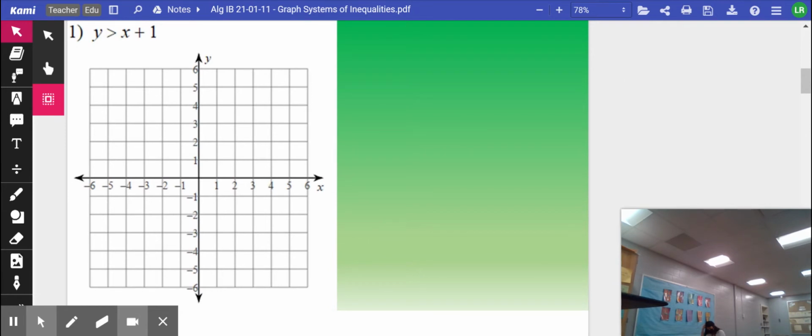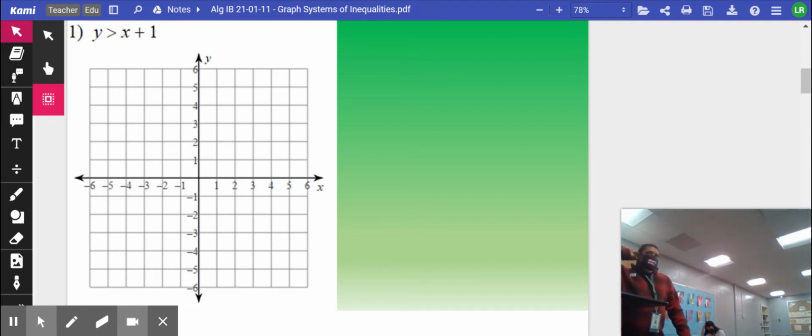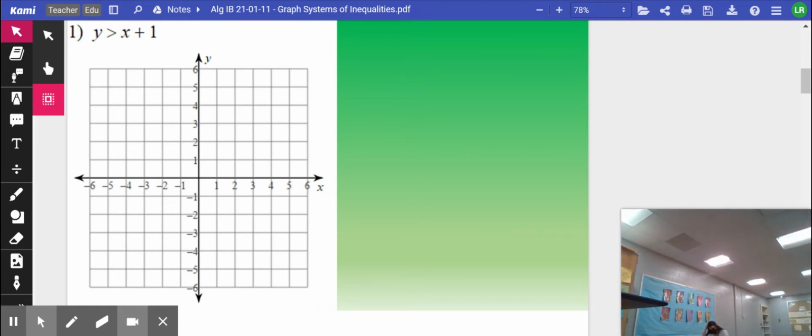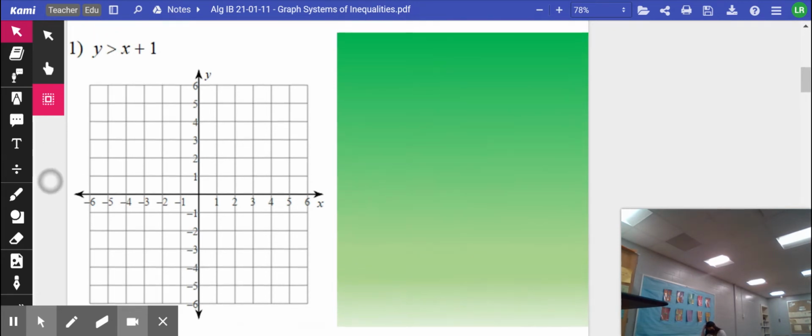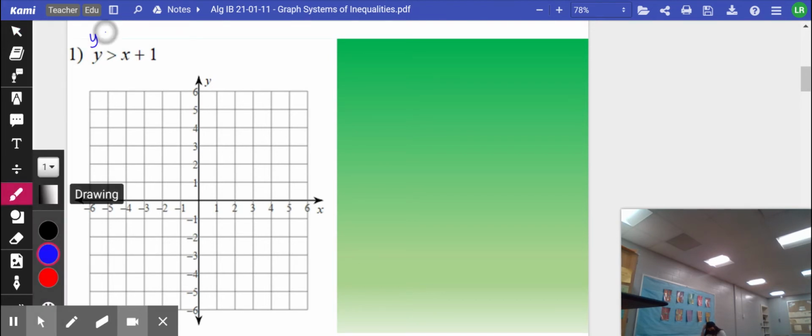Okay, here's the first one, and I'm going to go ahead and go over this one. This is our first warm up problem. I'm going to go over it, make sure that we're all on the same page on how these are done. So for this first one, and many of them that we're going to do, it is already in slope-intercept form. Remember, slope-intercept form is this: y equals mx plus b. Okay, so it's already in slope-intercept form.